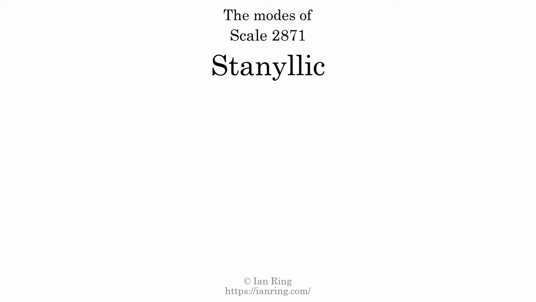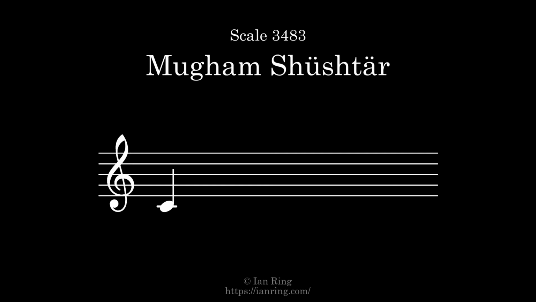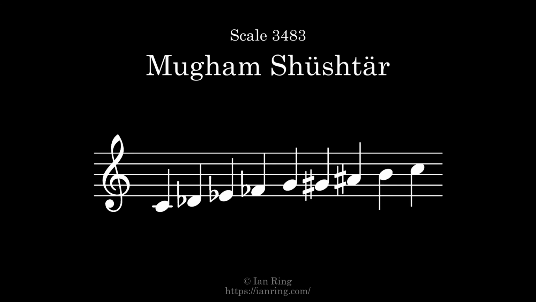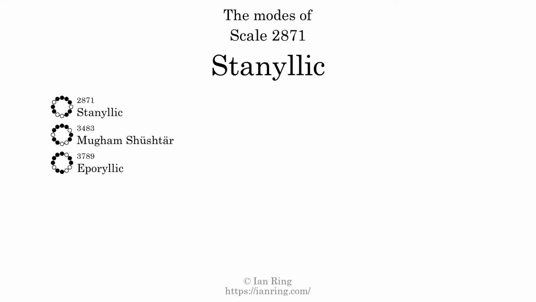This scale has 8 modes. The first mode is itself. The second mode is scale 3483, also known as Mugam Shushtor. It sounds like this. The third mode is scale 3789, also known as Stanyllic. It sounds like this.